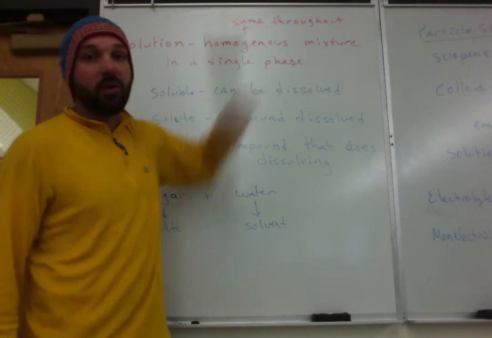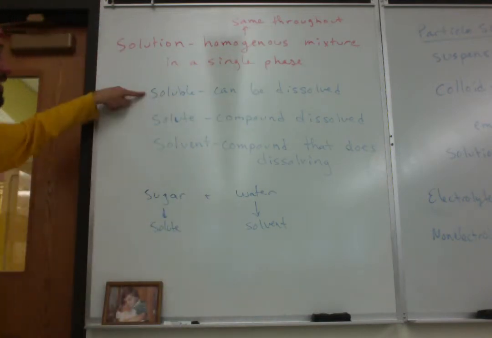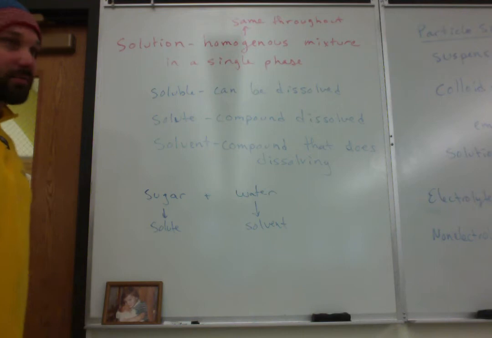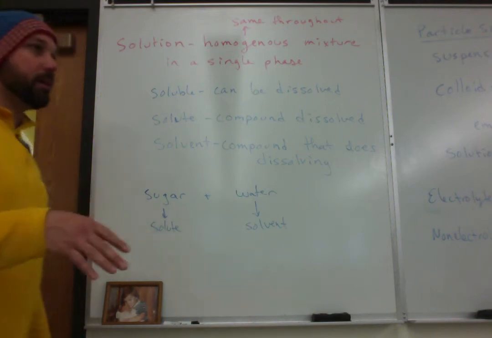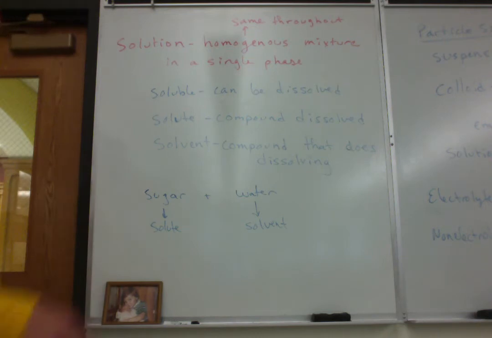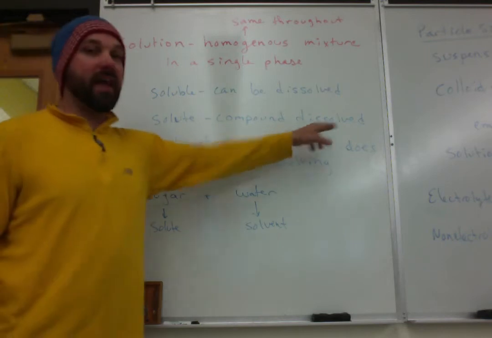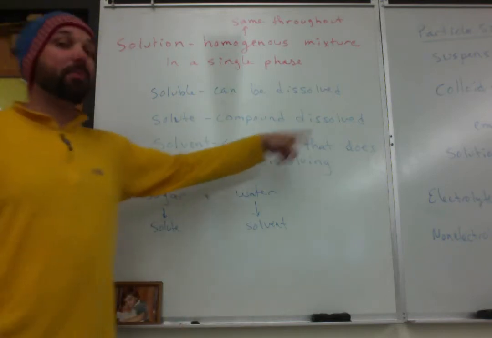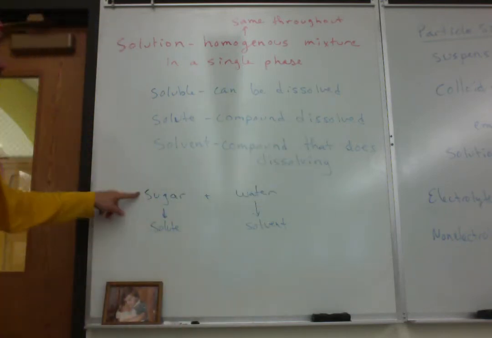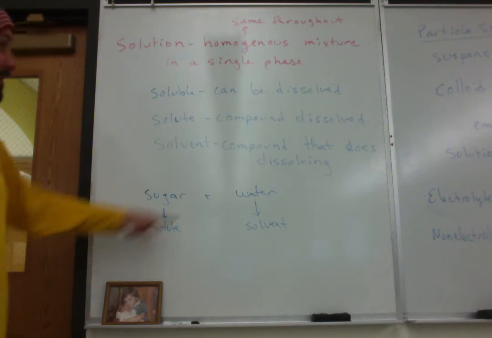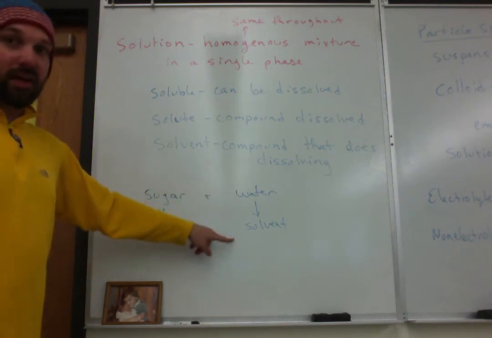Homogeneous means same throughout. So vocabulary: soluble means that it can be dissolved. If you throw the solid into a liquid and it just goes to the bottom, doesn't do anything, then that is not soluble. Solute, that's the compound that is dissolved. Solvent is the compound that does the dissolving. Sugar would be the solute. Water is the solvent.